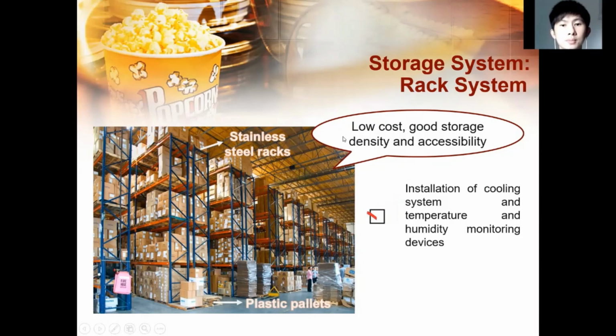The rack system is installed with a cooling system and temperature and humidity monitoring devices to control and monitor the temperature and humidity of the warehouse. Also, the rack system must be fabricated in compliance with HALAL and HACCP standards.